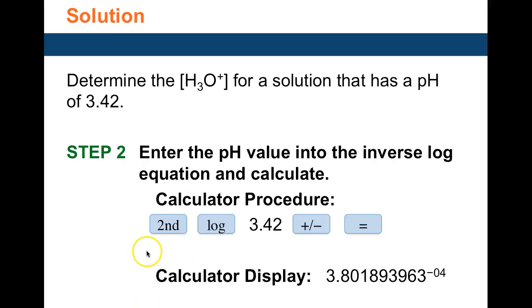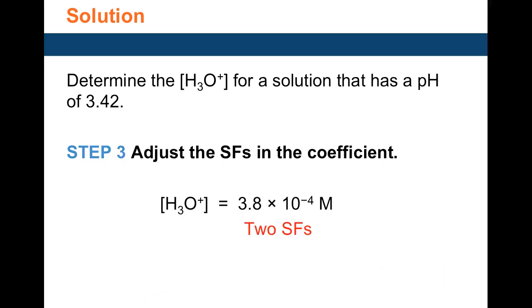So how do you do this in your calculator? You press second function log, then punch in the number 3.42, then plus minus to convert it into a negative number, and then you get your calculator display. You want to have your H3O plus to just 2 sig figs, so it's going to be 3.8 times 10 to the negative 4. So 3.8 times 10 to the negative 4.